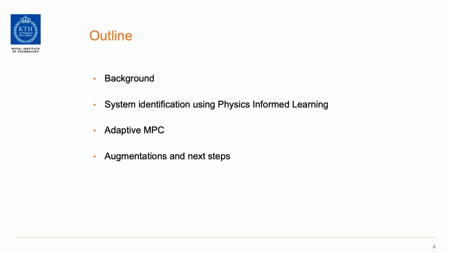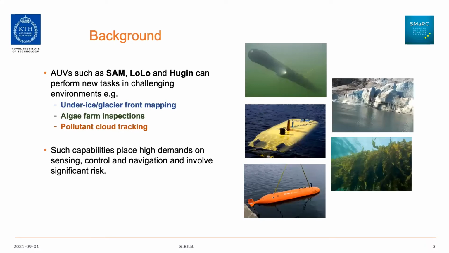So I'll start with the background on why we need to use system identification, and then I'll describe how we can perform system identification using physics-informed learning. Then I'll talk about how we can use these identified models in adaptive model predictive control. And finally, I'll talk about augmentations and next steps to how to get this to actually work on a real vehicle and in a real world scenario.